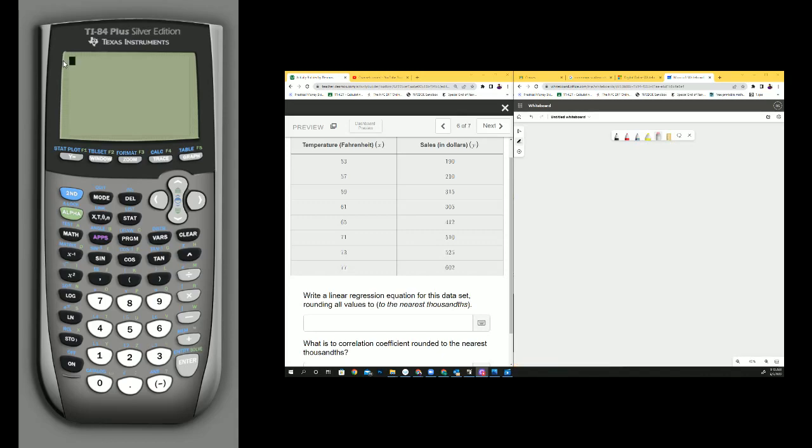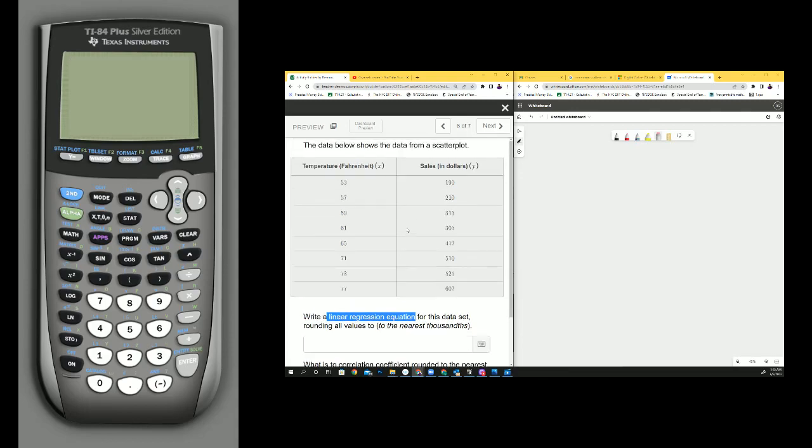Hey everyone, so what we're looking for today is something called a linear regression equation. It's an equation that calculates the line of best fit for a scatter plot or a set of data. So here we have a chart, and this chart typically will represent data from a scatter plot. So someone collected data of temperature in Fahrenheit and sales of a store.